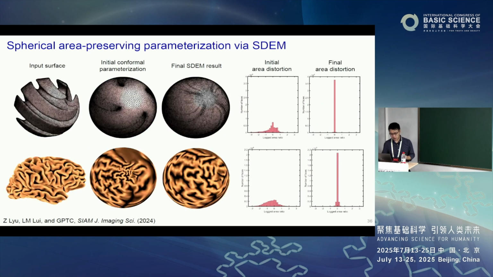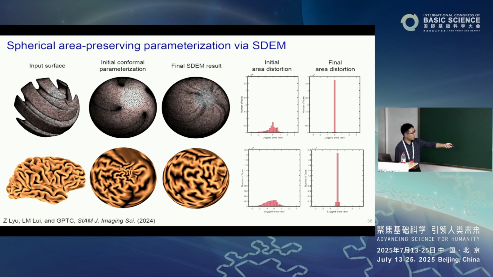And as we also talked about previously, we want to achieve area-preserving mappings. So these are some examples of area-preserving parameterization via SDEM. So again, this is the initial input surface, initial parameterization. And for the initial parameterization, we can compute the area distortions, from which we can see that the area distortion histogram is quite spread. That means the area is not preserved in this initial mapping. And then in the final mapping results, we can see that the histogram is highly concentrated at 0. That means this is highly area preserving.